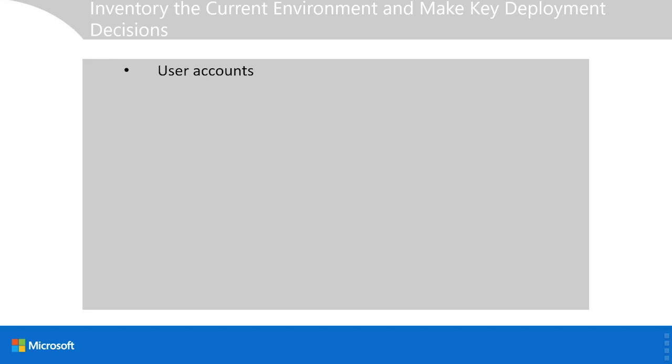For example, what user accounts do you have? Which ones are going to get migrated? Is it all of them? Is it only some of them? Will some of them get discarded? Is there replication necessary? Also, same questions about mailboxes. What mailboxes are remaining on-prem versus getting migrated to the cloud?